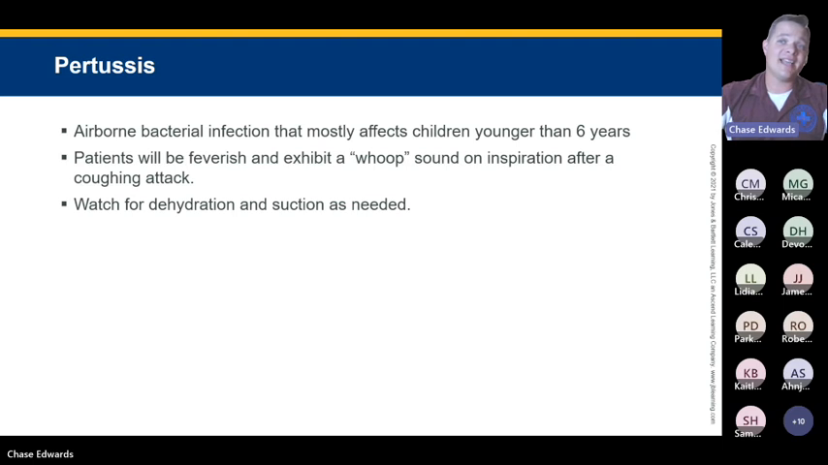So it is highly contagious and it can be passed through droplet infection. They're coughing, hacking everywhere, so it may be good if you can to put a surgical mask over your patient. Some things you want to watch for are signs of dehydration, because a lot of people don't drink, sore throats, what have you. Pay attention to that. And suction may be necessary for those patients as well.